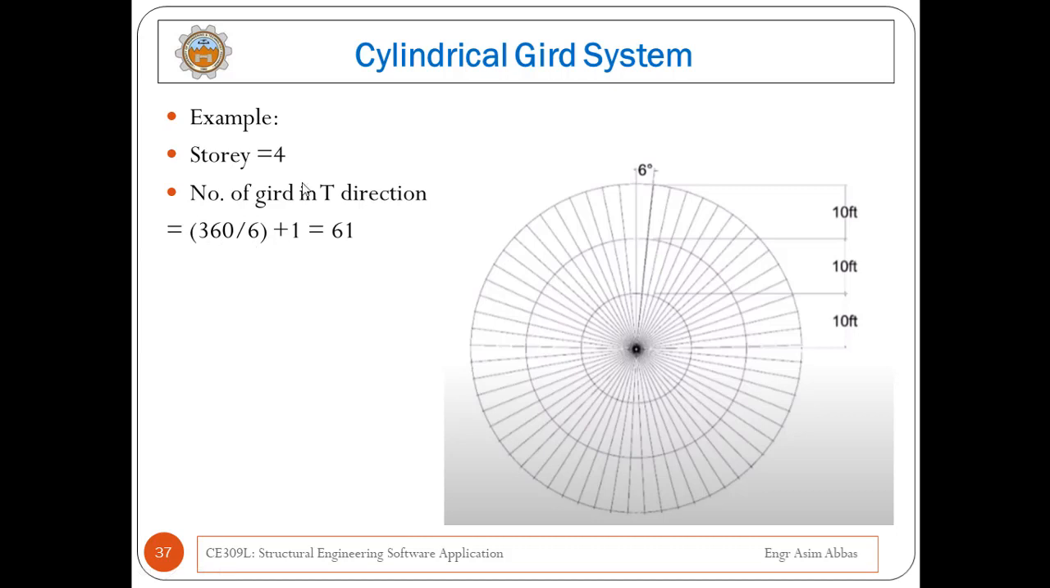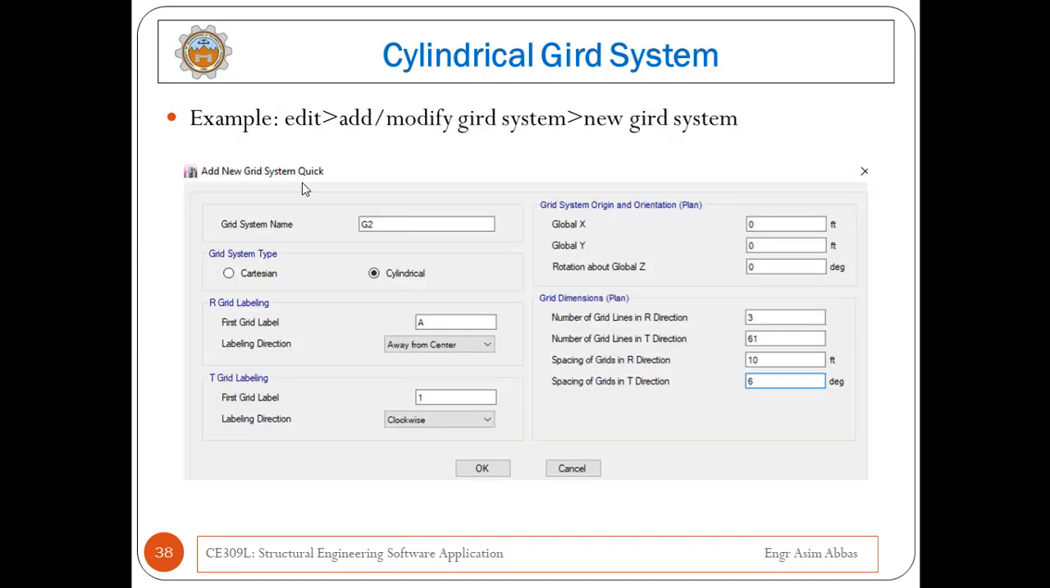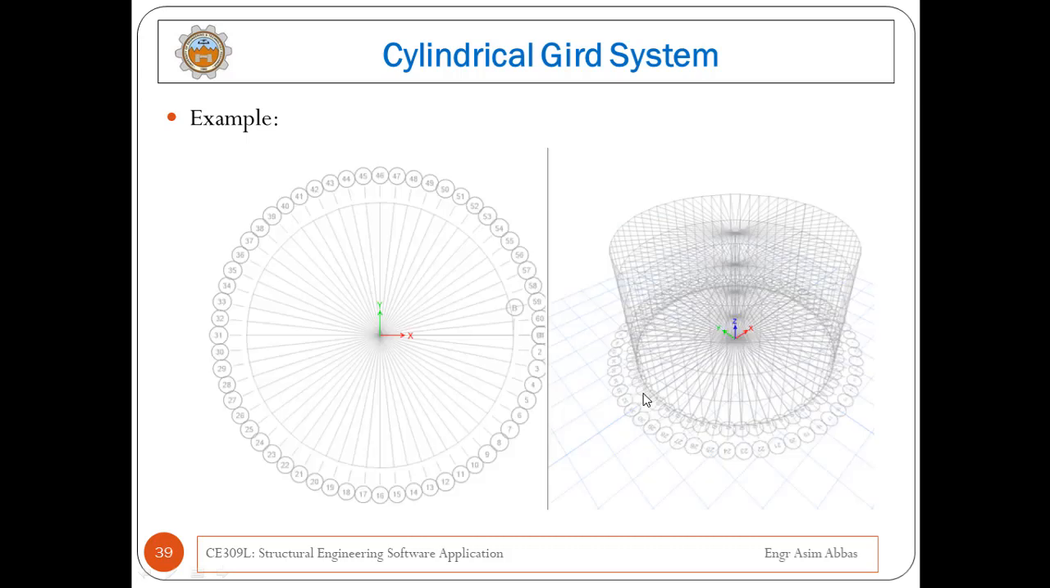Okay, in order to define this cylindrical grid system, again go to edit, then add modify grid system, then add new grid system. Here you will change the different values. Number of grid lines in R direction is 3, number of grid lines in T direction is 61, and the spacing of grid in R direction is 10, and spacing of grid in T direction is 6 degrees. So it will give you the grid system, that is the cylindrical grid system, for the example.